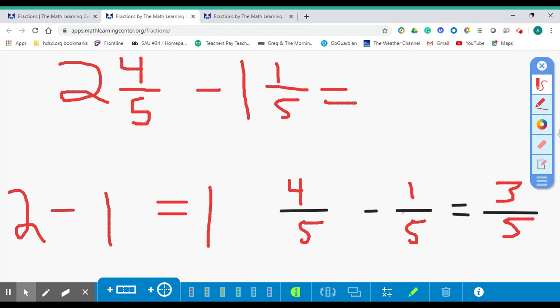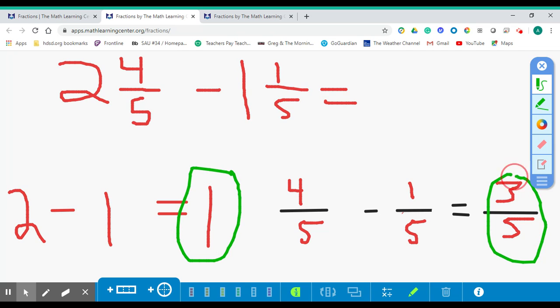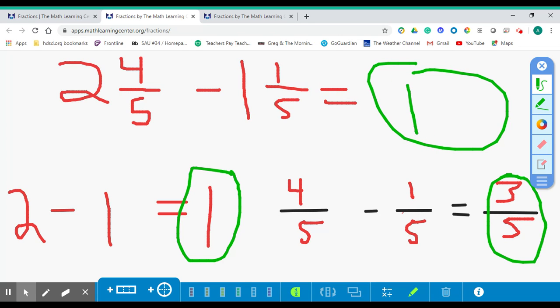Now, to actually find our answer here, we're going to put this number and this number together right here. And that is going to be 1 and 3/5.